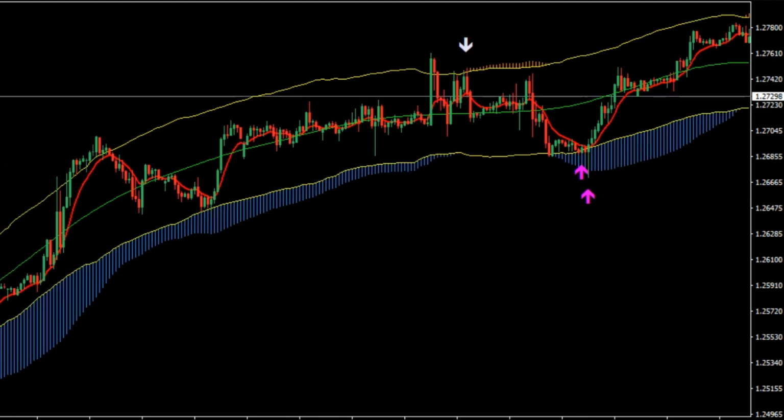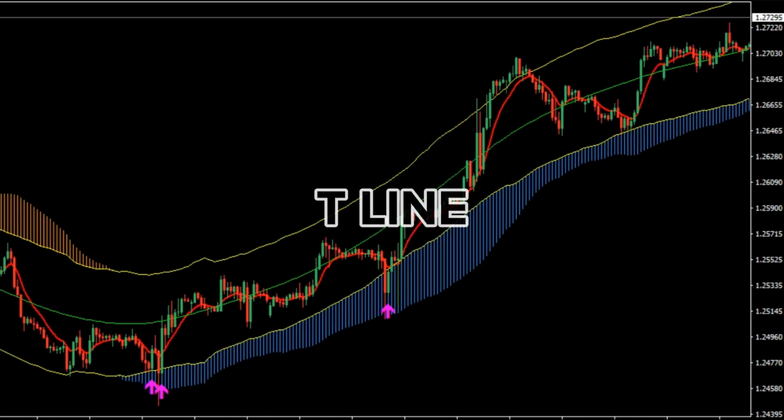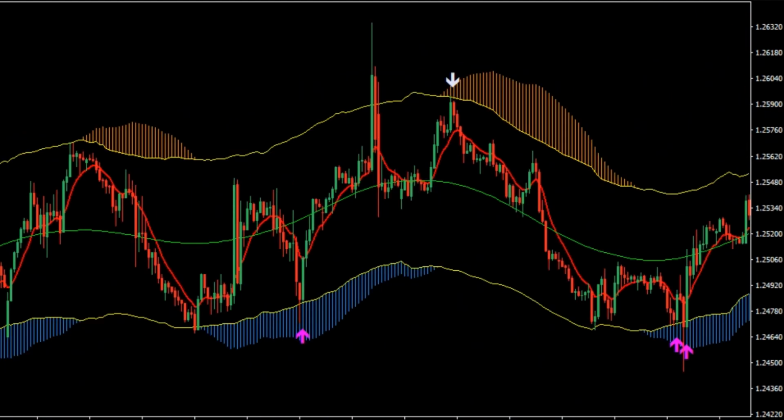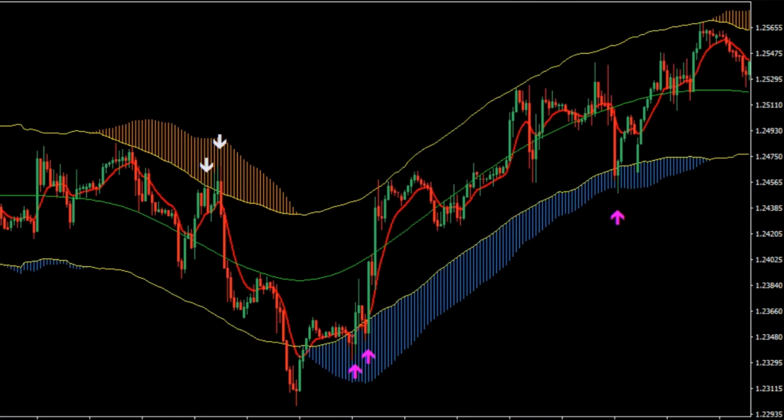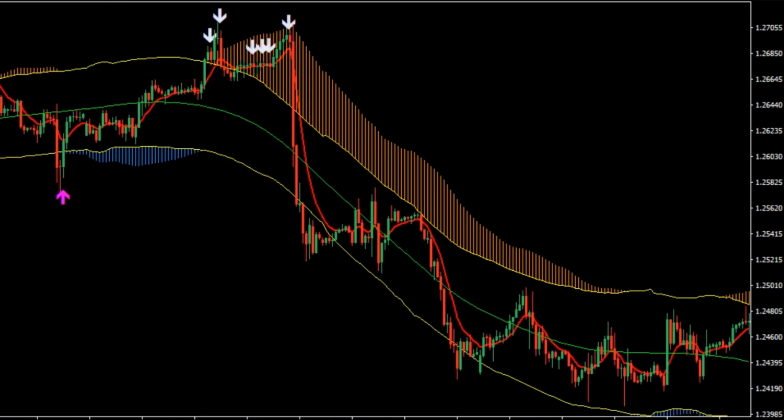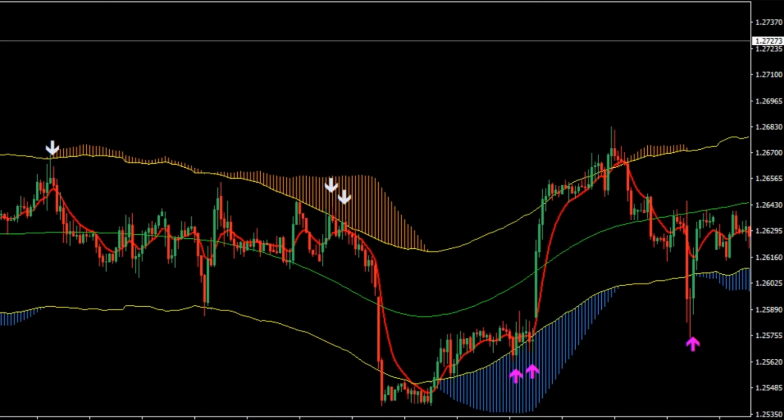Now let's load our second indicator, which we call the T-line. This is simply the 8 exponential moving average. So this is how our charts will look after loading all the indicators. Very clean and very simple and easy to understand.